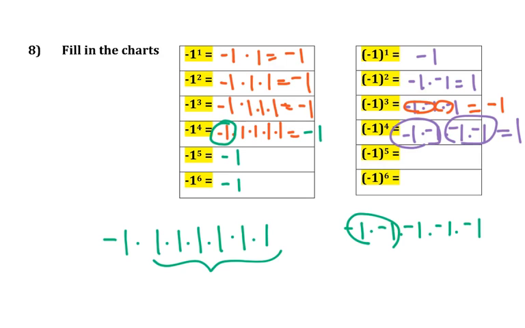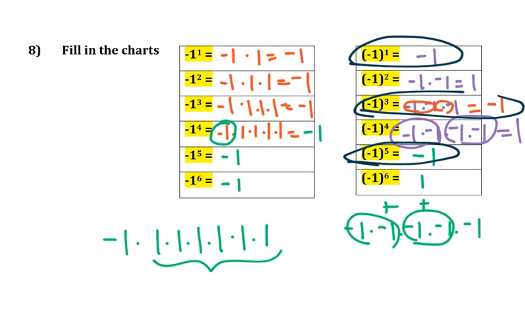Okay, that's a positive. That's a positive. So I've got positive, positive, and then times a negative. It's going to be negative 1. And then if I multiply by another negative, negative 1 to the sixth power is going to come out to be positive 1. So what's the pattern that you notice? Do you notice that when the exponent is odd, it comes out to be a negative 1? And do you notice when the exponent is even, it comes out to be a positive 1?